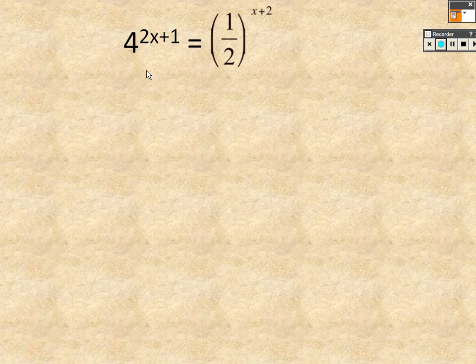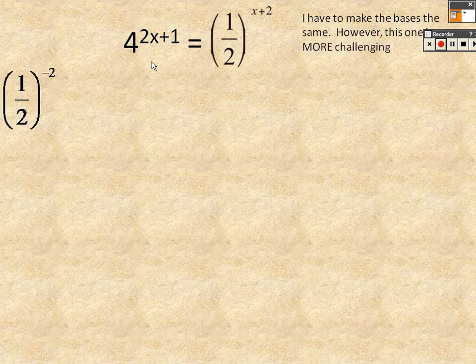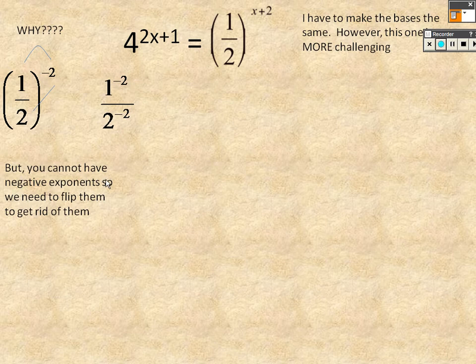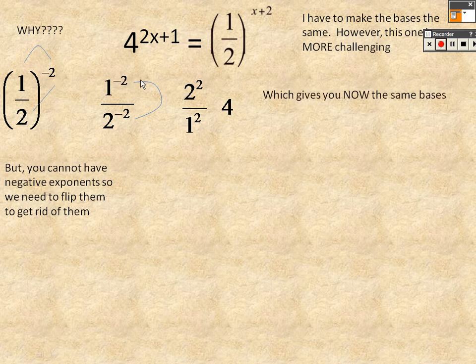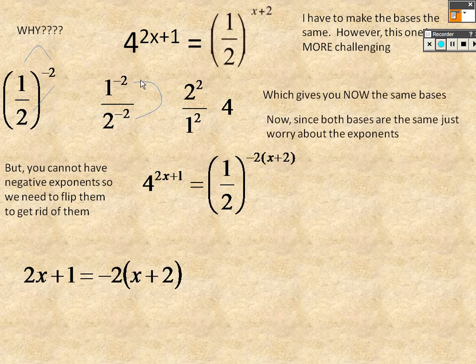Need to make these bases the same. I understand you're looking at it saying, how do I make the 4 and the 5 the same? Well, here's what you can do. I can rewrite 4 as 1 over 2 to the negative 2. And you're saying, well, why? Well, 1 over 2 to the negative 2 means you can't have negatives, so we flip them both. And that's like saying 4. So I can actually rewrite that as 1/2 to the negative 2, which gives you now the same base if I write them that way.